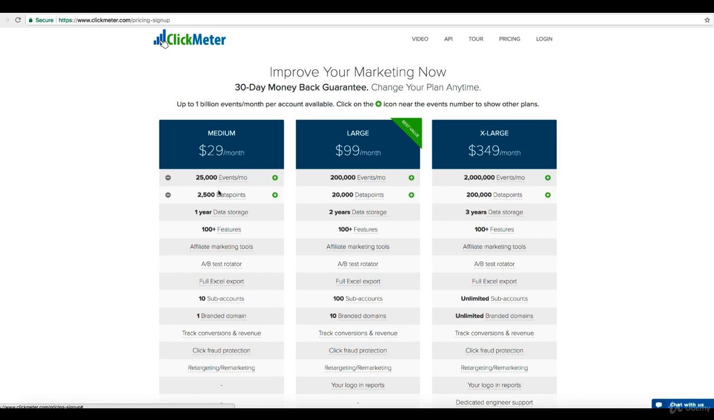If you go with the $29 per month plan, you would not be able to use more than one domain name. This is a big problem. You would have to upgrade to the $99 per month program. So once again, be very careful when choosing these programs.